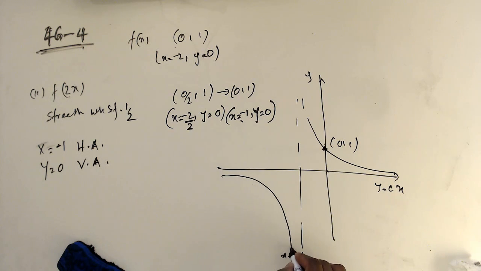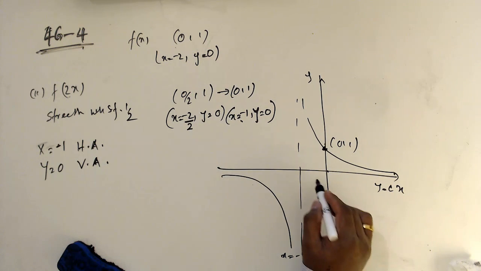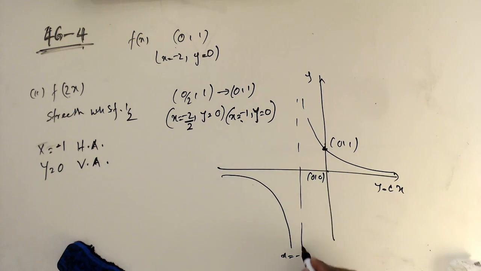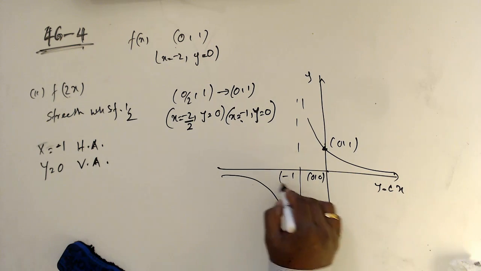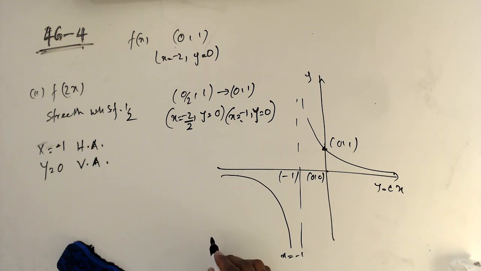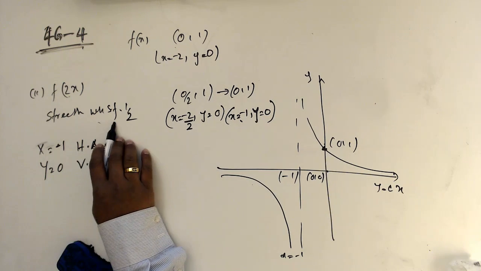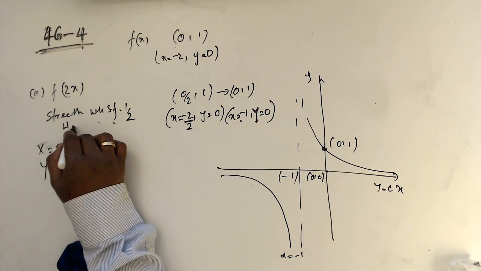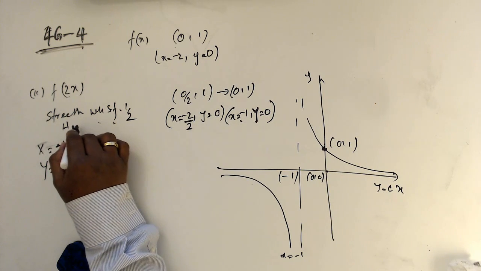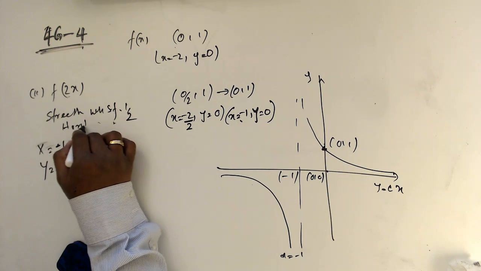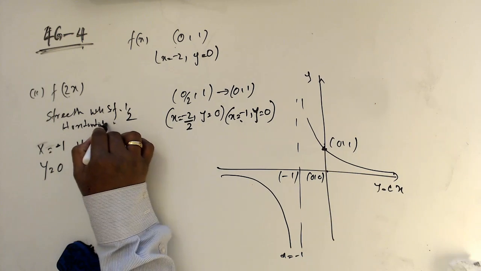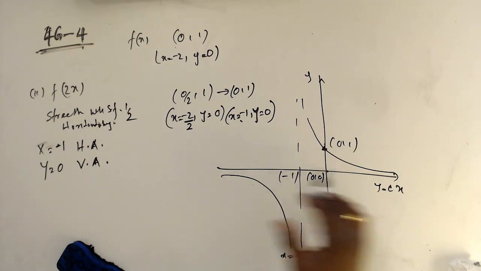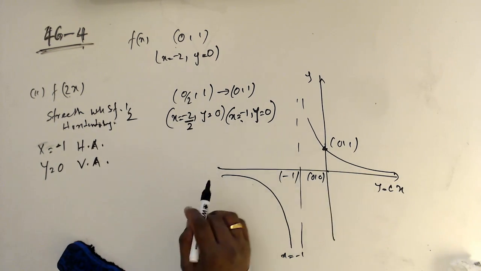It still goes through 0, 1. And yeah, that's all basically. This is 0, 0. This is x equals minus 1. You stay with the scale factor half. It has to be horizontal, in the x direction.